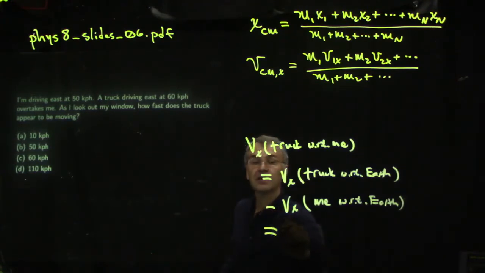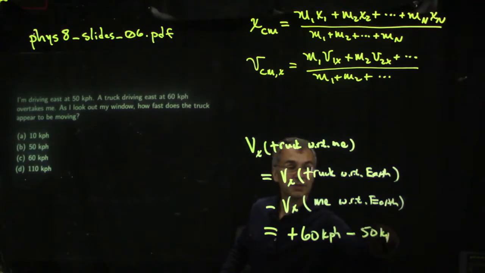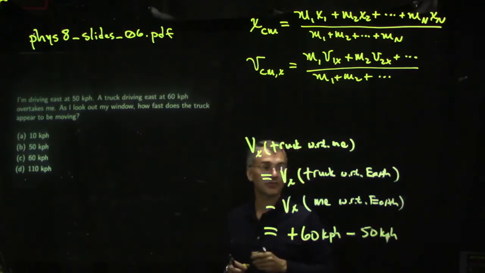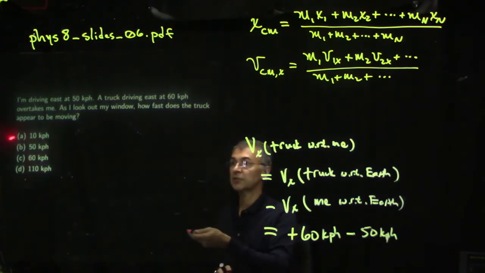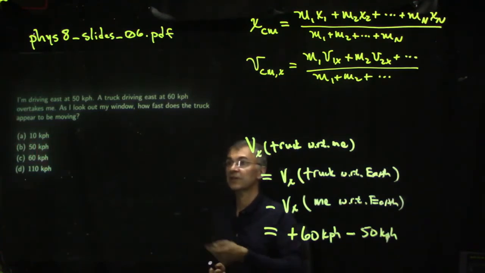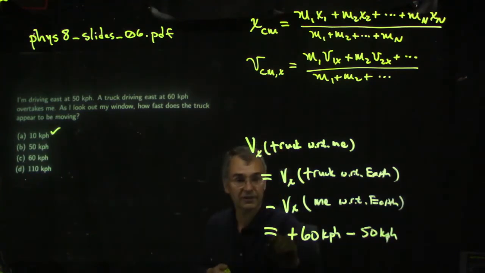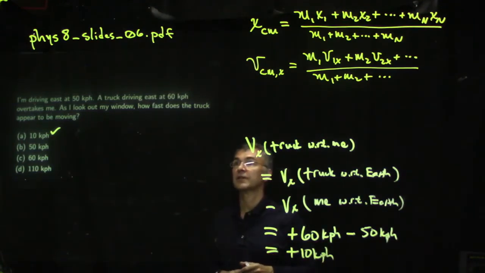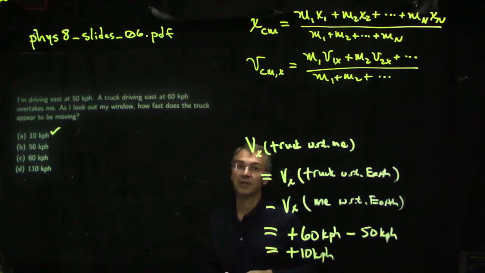So this is plus 60 kph in the east direction, and then you have minus 50 kph, also in the x direction. I'm going to let the x-axis point in the east direction here. So the answer is plus 10 kilometers per hour. I didn't ask for a direction, but the direction is to the east. So from the perspective of me looking out my window, the truck seems to be moving east at 10 kilometers per hour.